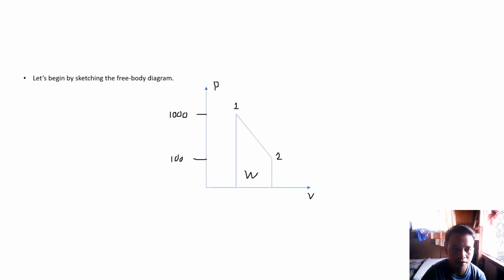Let's begin by sketching the diagram. The y-axis is for P, the pressure that drops from 1000 to 100, and the x-axis is V. The pressure 1 is 1000 and the pressure 2 is 100. So here is the work.